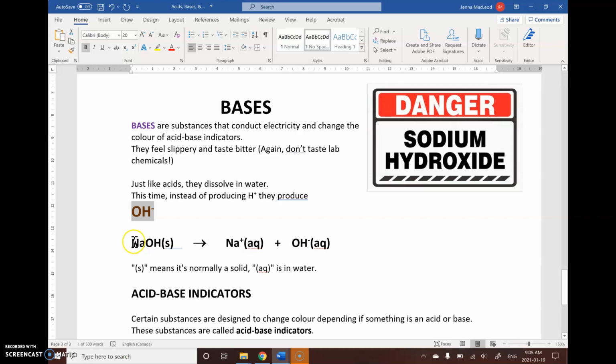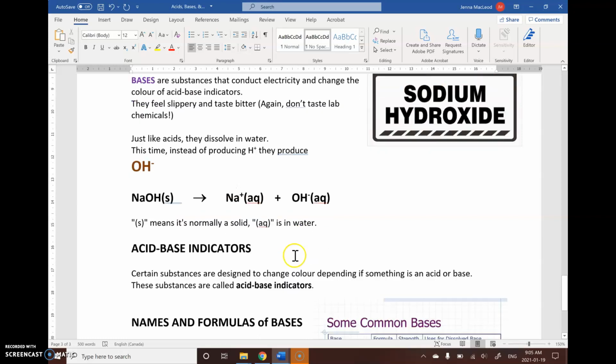Here we have sodium hydroxide, NaOH. If you see this hydroxide ion, that tells you that it is a base. When it undergoes a decomposition reaction, you see the sodium here and you see the hydroxide ion. So that tells you that it is a base.